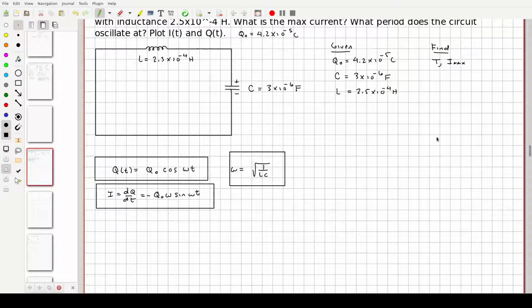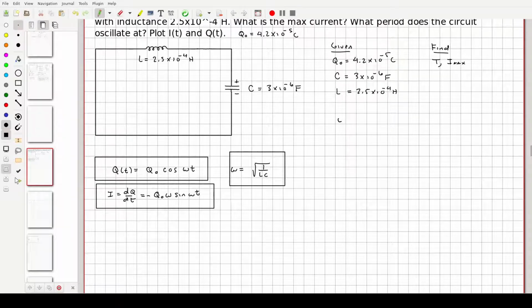Let's start with the period first, because the maximum current here is going to be given to us when the argument to sine makes sine equal to 1. When that happens, if you think of a sine wave, you're at a peak or at a trough of your sine. So it's going to be just Q naught times omega. So in order to find I max, we're going to need to find omega.